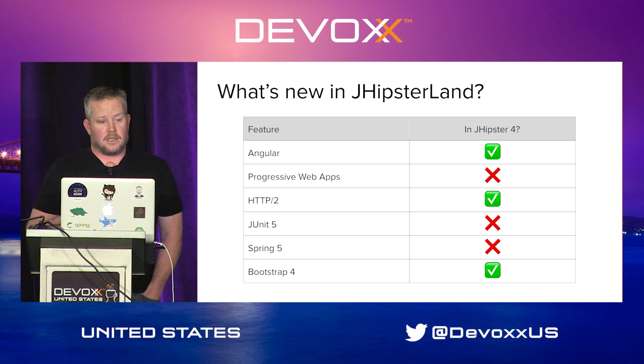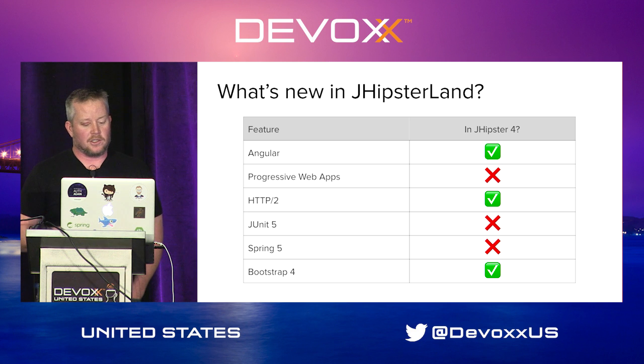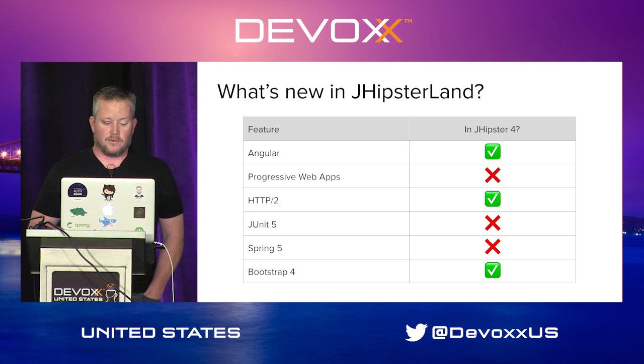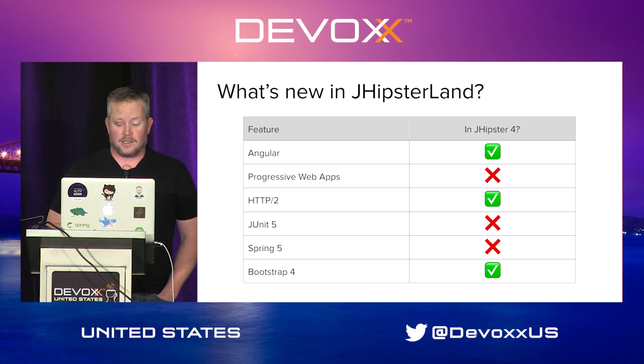So the title of this talk, What's New in JHipsterLand? The abstract of this session reads, in this session you'll learn about what's new in JHipster. Possible topics include Angular 2, Progressive Web Apps, HTTP2, JUnit 5, and Spring 5. So I was pretty ambitious, right? When I wrote that abstract, I thought all these were possible within 6 months.